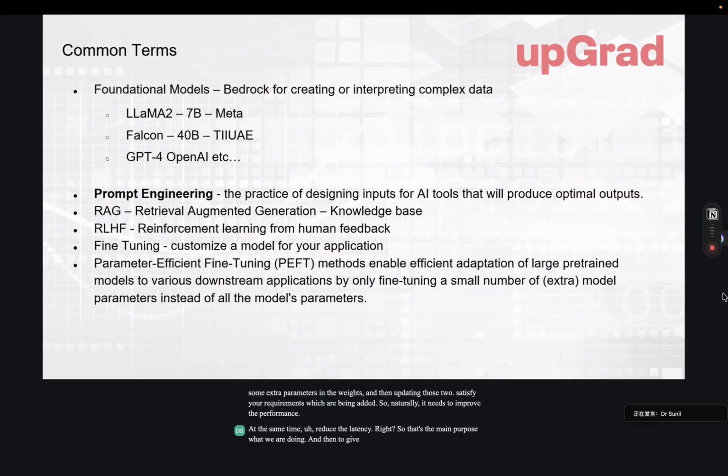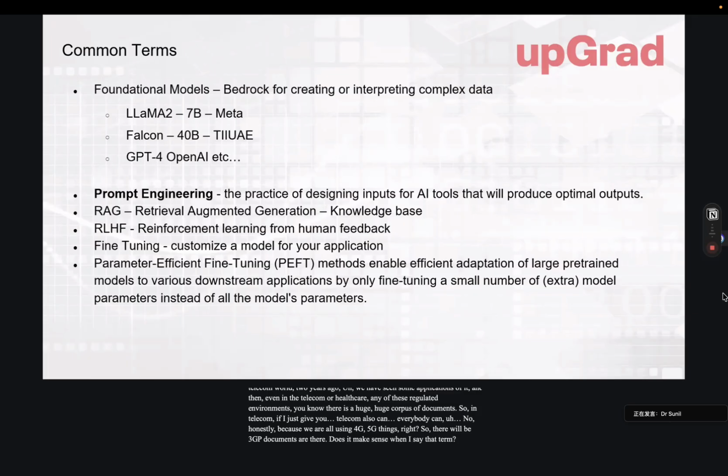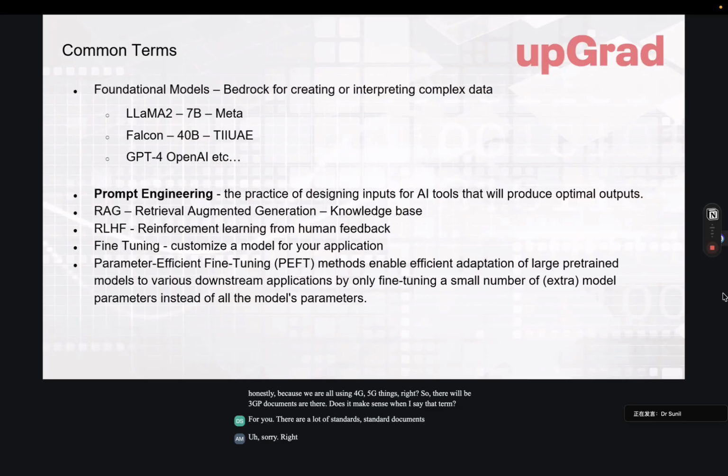And then to give you an example, in our telecom world 2 years ago, we saw some applications of it. In telecom or healthcare, any of these regulated environments, there is a huge corpus of documents. In telecom, everybody can understand because we are all using 4G, 5G, right? So there are 3GPP documents. Does it make sense when I say that term? There are a lot of standard documents for 4G, 5G, and all. There are hundreds of documents which are available in public.